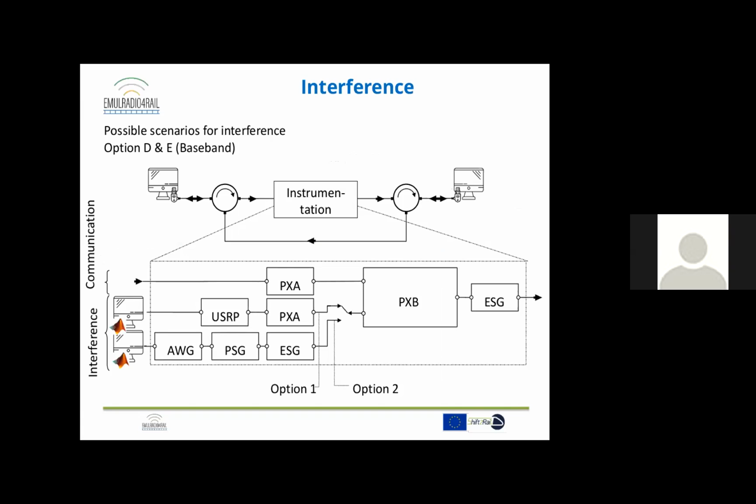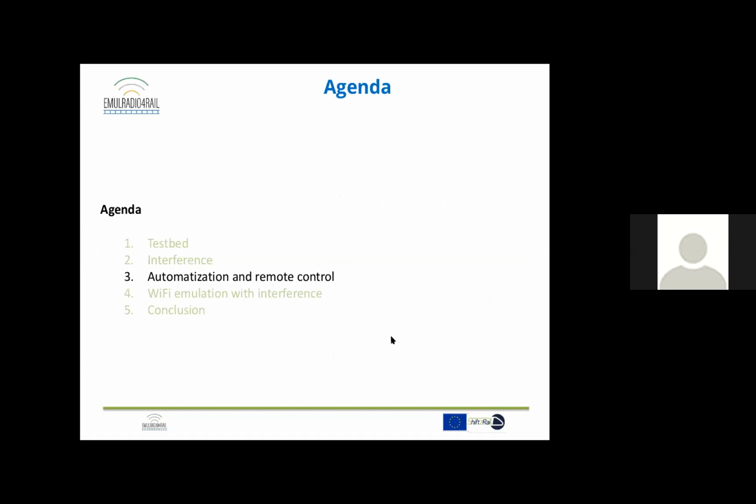Options D and E are in the baseband case. Here we generate our interfering signals, and after that we make the addition in the baseband. When we say baseband, it means just before the entry of the channel emulator or the PXB.